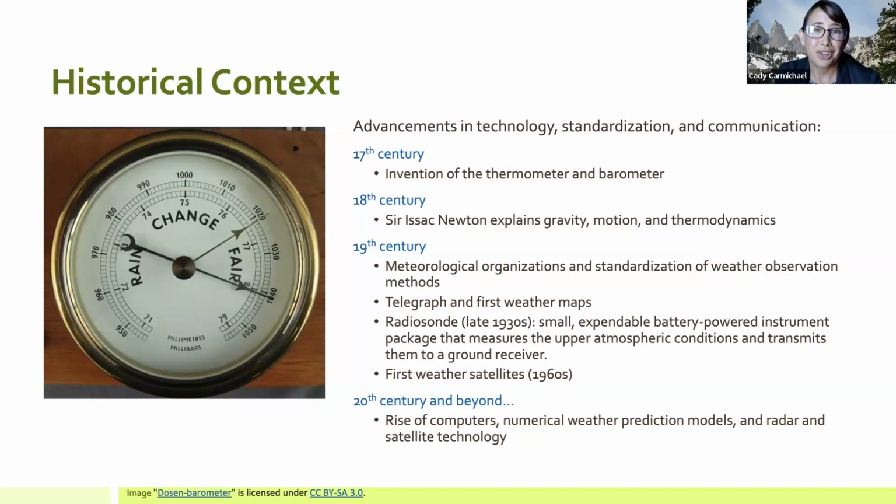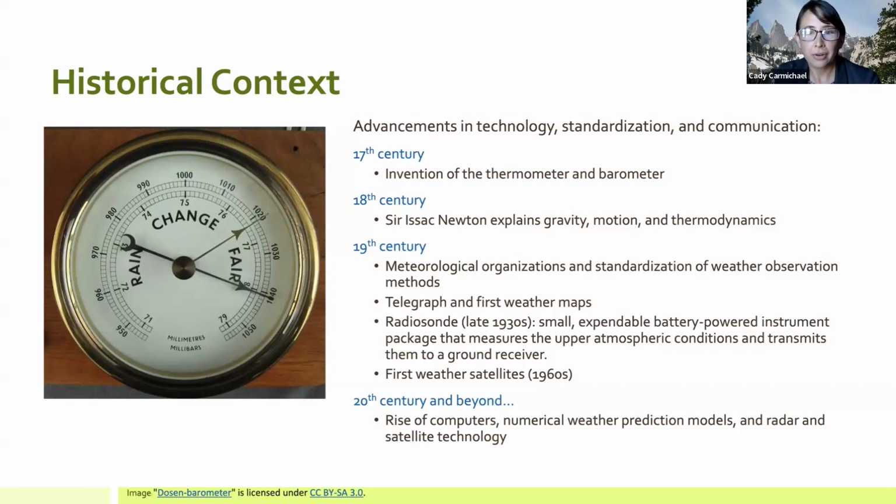Next, you have the introduction of the telegraph, and this was key in communication. This enabled, for the first time, real-time data sharing, and it eventually led to the first weather maps being created. The telegraph obviously allowed for the rapid collection of data across large distances, and like I said, led to our weather maps.